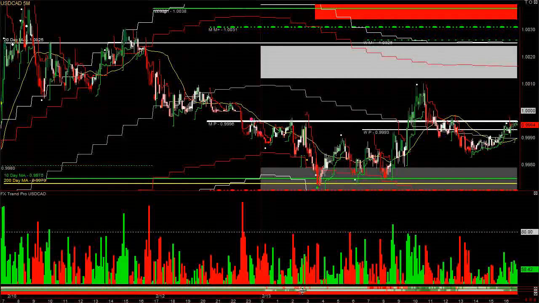Now, in this case, the weekly trend's barely up, the monthly trend's down. If you did take a trade like that, you might take a few pips if you're lucky, but it's not one that you'd really focus on.